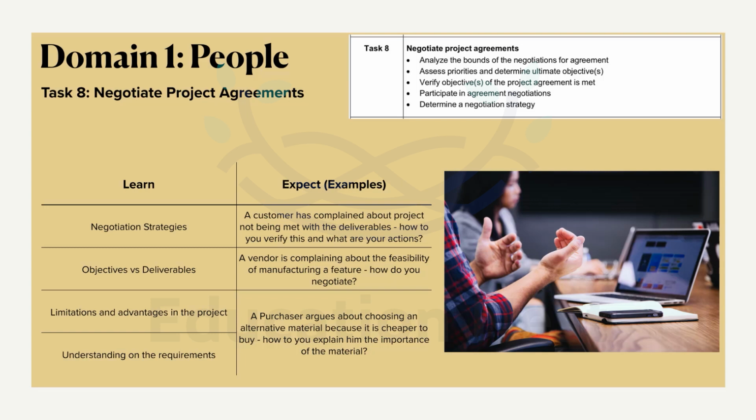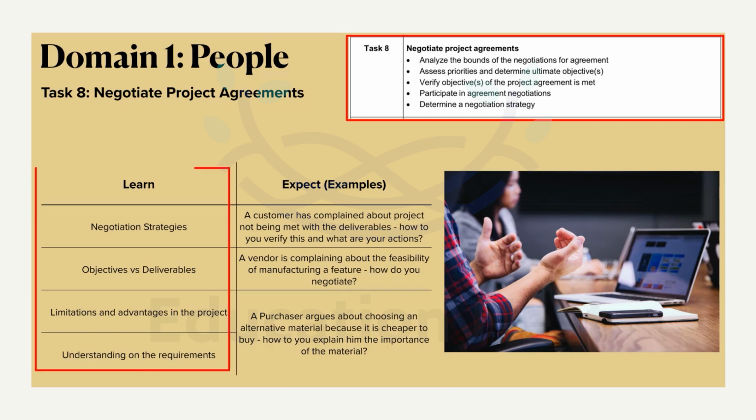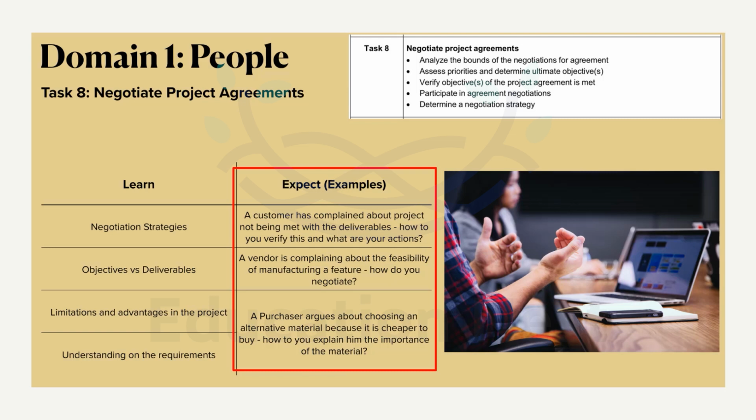Considering the task, what is expected of us from PMI is to negotiate the project agreements with the help of these 5 enablers that we see here. First, we have to analyze the bounds of the negotiations for the agreement. We have to assess the priorities and determine the ultimate objectives. We have to verify the objectives of the project, whether the agreements are met. We have to participate in the agreement negotiations, and then we have to determine a negotiation strategy. As I told you, I have mentioned the key points that you have to learn, and the questions that you might expect from the PMP exam.